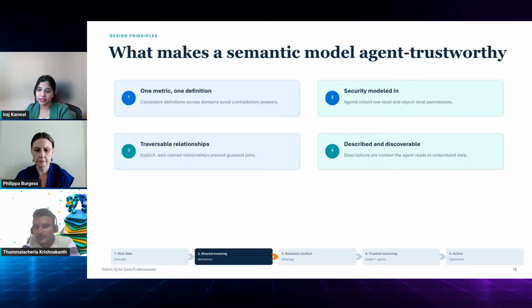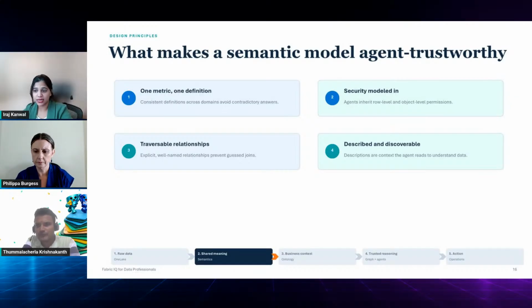The second is that security must be modeled. For example, row level security and object level permissions should carry into an agent experience so that the agent cannot show a user more than the user is allowed to see. Third is that relationships need to be explicit and well named. If an agent has to guess how many tables relate, it may choose the wrong join path, right?